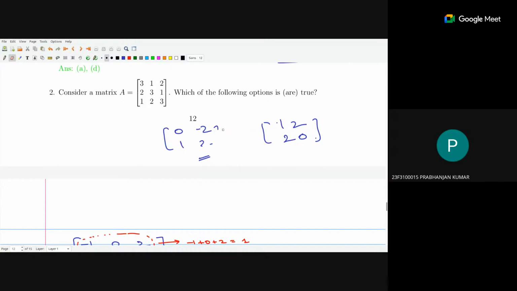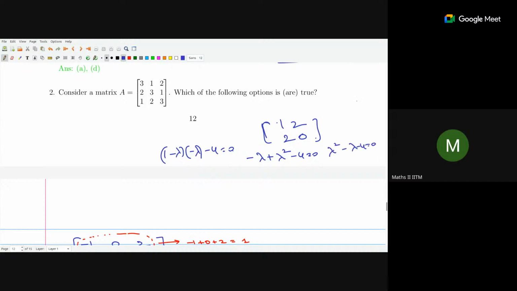So what will be the eigenvalues? 1 minus lambda into minus lambda, minus 4 is 0. Minus lambda plus lambda square minus 4 is 0. You get lambda square minus lambda minus 4 equal to 0. So from here lambda will be 1 plus or minus root of 1 plus 16, that is root 17, divided by 2.